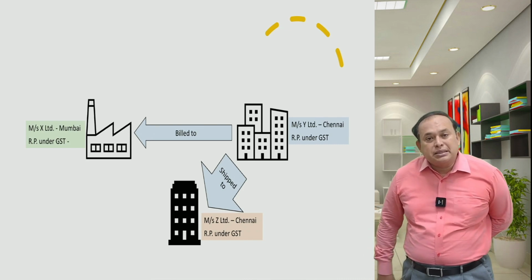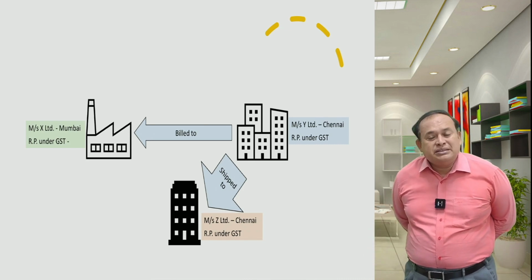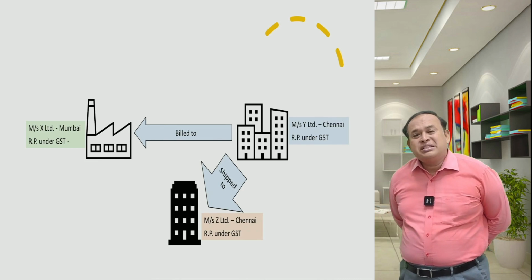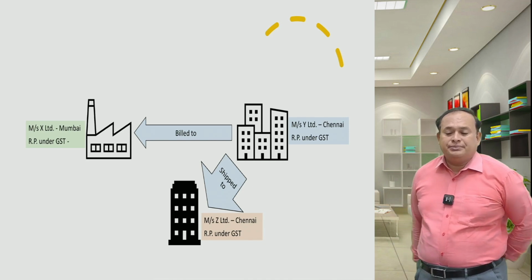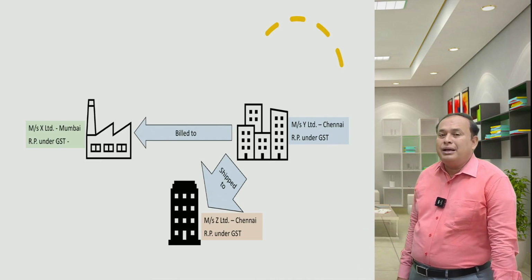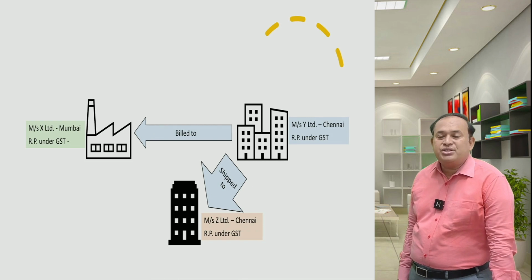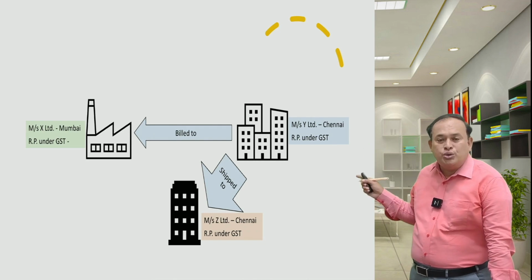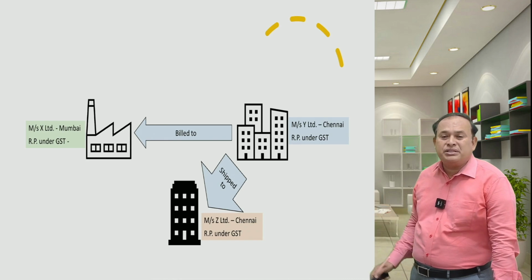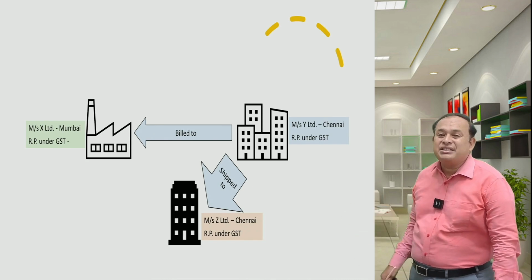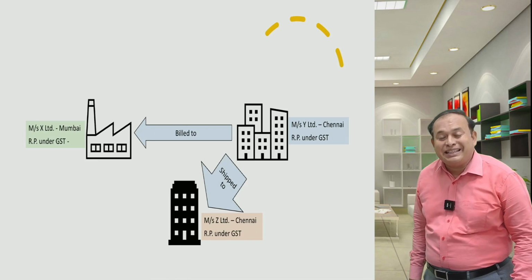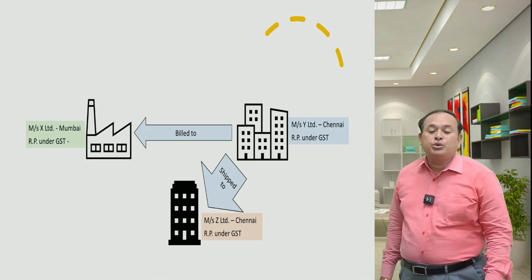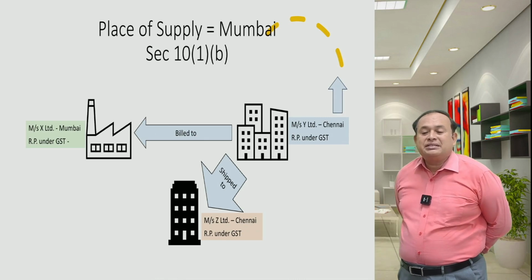Now, in the given case, strictly speaking, seller is Y Limited from Chennai. X Limited is the buyer of Mumbai. Now, goods shipped from where to where? From Chennai Y Limited location to Chennai Z Limited location is called the bill to ship to model, or also called a tri-party agreement. In the given case, section 10, subsection 1, clause B, place of supply for Y Limited is equal to the principal place of business of the third person. Who is the third person here, upon whose direction the goods have been shifted from Y Limited Chennai to Z Limited Chennai? Upon the direction of X Limited Mumbai. Therefore, place of supply goes to X Limited Mumbai in the given case.